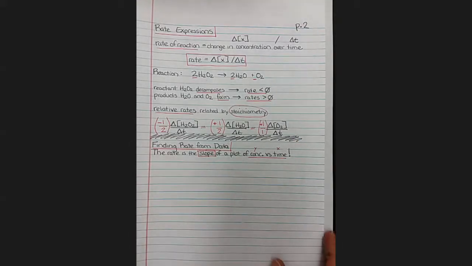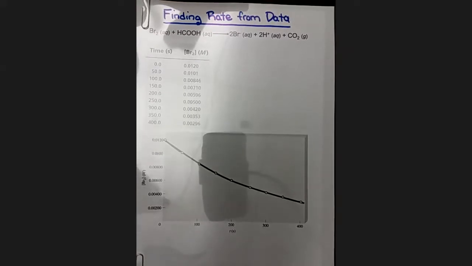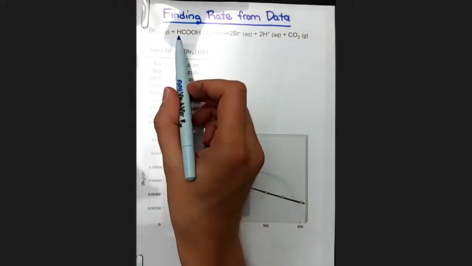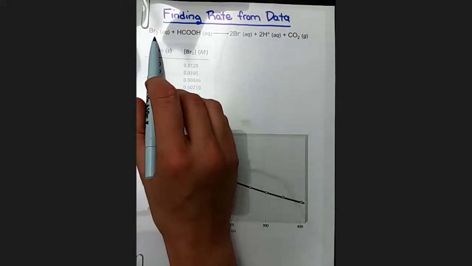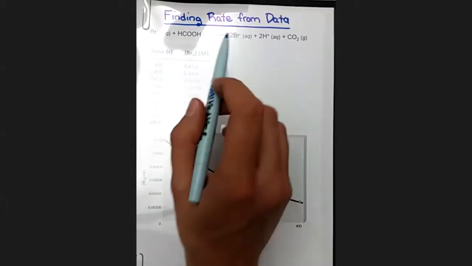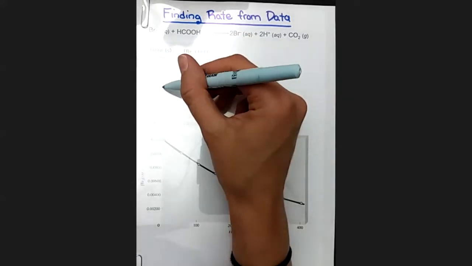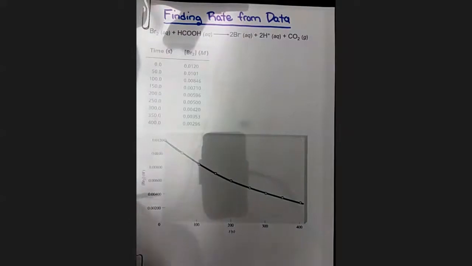So here is a data set that I have pulled from the literature. Give you a second if you need to write this down in your notes. I'll hold. Okay, so here is our data set for this reaction. Hopefully you can read that. So bromine plus formic acid goes to bromide, protons, and carbon dioxide. And here are a few different measurements of the bromine concentration at a series of different points in the reaction. And then those points have been drawn on a plot to demonstrate how it changes over time.